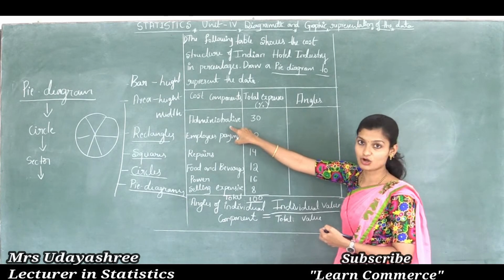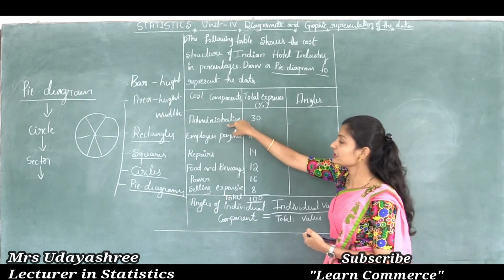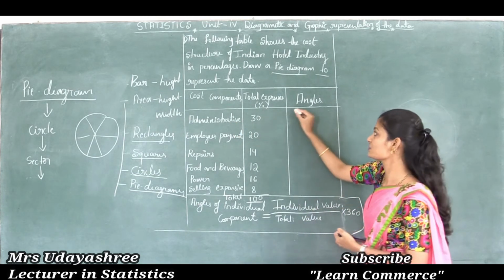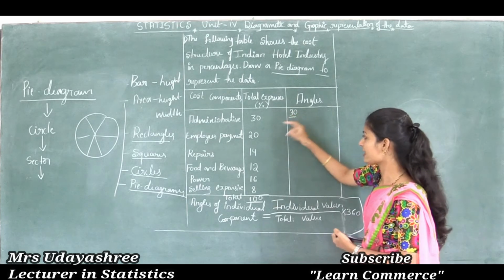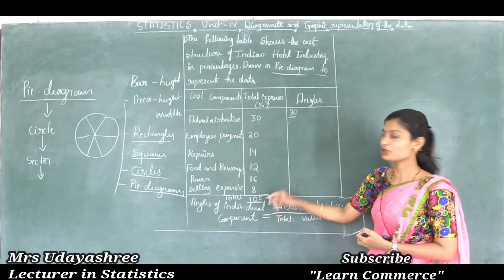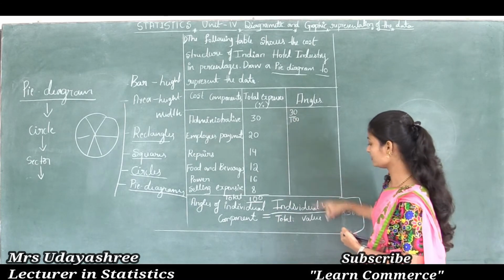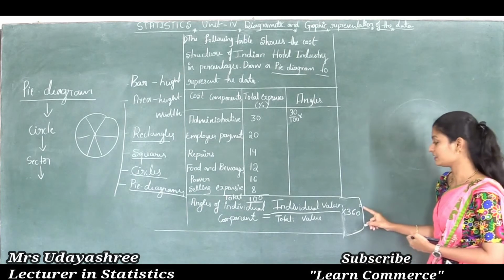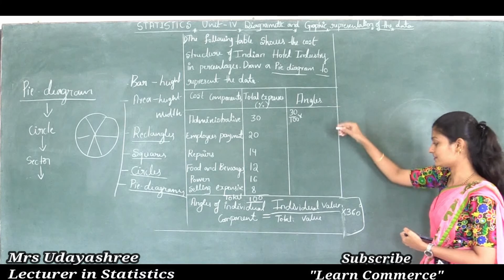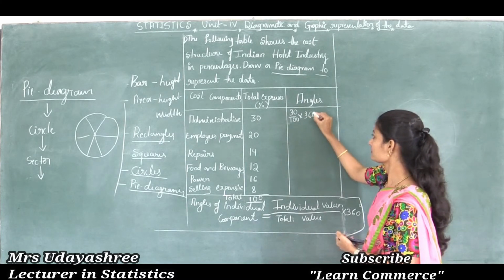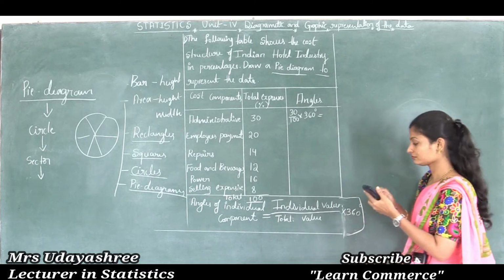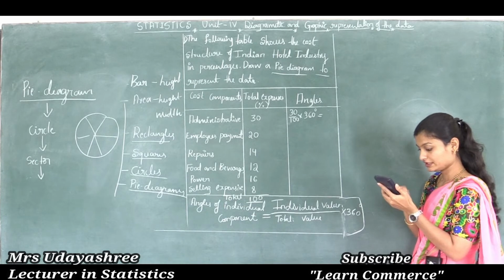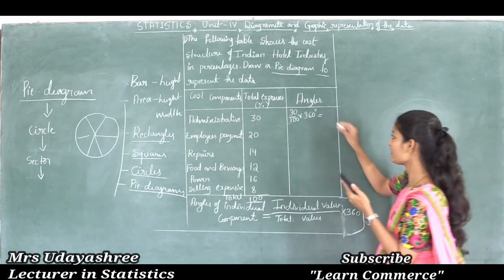Now let me first convert the first value, that is administrative. In the administrative component, this is the individual component, and the individual value is 30. So in the place of individual value, I will substitute 30, divided by total value. Here total value is 100, into 360 degree. Why is it degree? Because this is angles. So this is equal to 30 divided by 100 into 360, that is 108 degree.